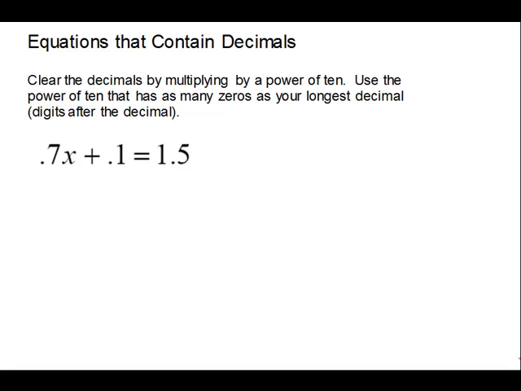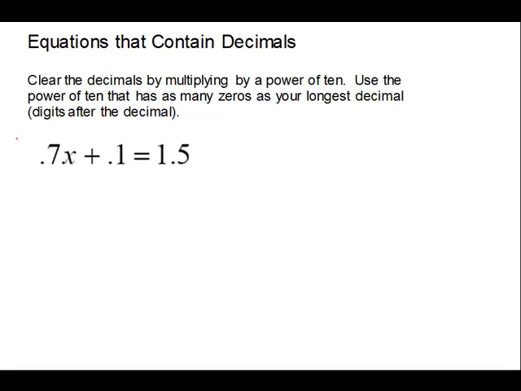Equations that contain decimals. We're going to clear the decimals by multiplying through by a power of 10. We'll use the power of 10 that has as many zeros as our longest decimal, and that means digits after the decimal. So for the equation below, 0.7x plus 0.1 equals 1.5, we can use 10 because 10 has one zero and the longest decimal only has one digit after it. So we'll multiply everything by 10.